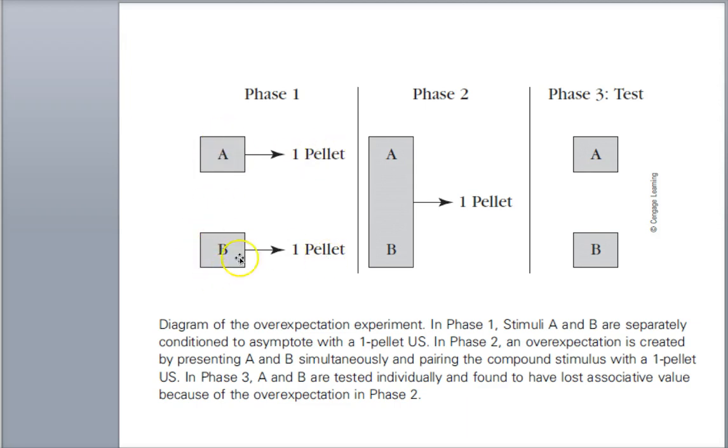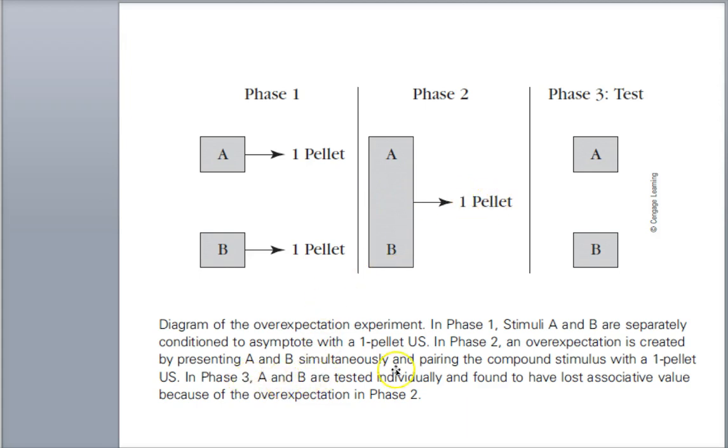And they do that for a while until the classical conditioning starts to kick in and A becomes powerful enough to predict the pellet. Okay, so you get this association that A is predicting one pellet and B is predicting one pellet. You then move to phase 2 where A and B are presented together. And when A and B are presented together, an over-expectation is created. So if A equals one pellet and B equals one pellet, then in phase 2, A plus B should produce two pellets. But it only produces one pellet.